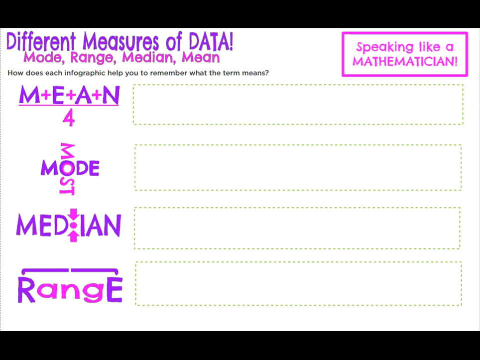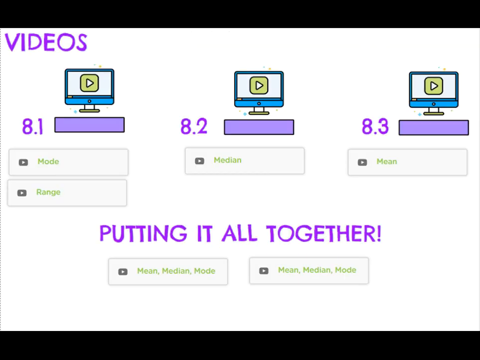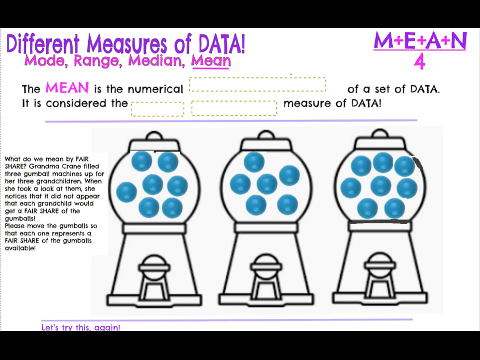Okay, so now we can start looking a little deeper into this. Mean is a numerical average of a set of data. It is considered the fair share measure of data. Sometimes people say it's the grandma measure of data because grandmas are supposed to be very fair, right, with all their grandchildren. So we have a grandma example here.